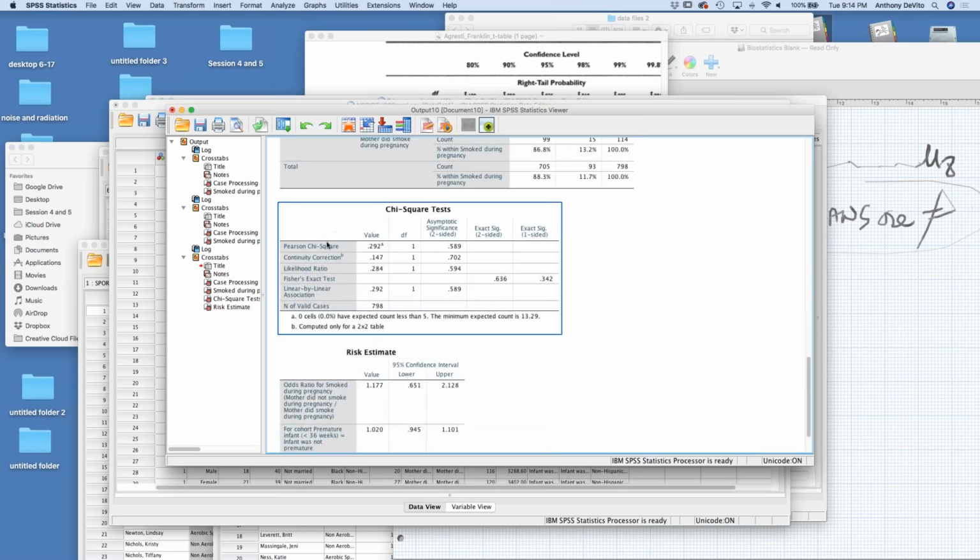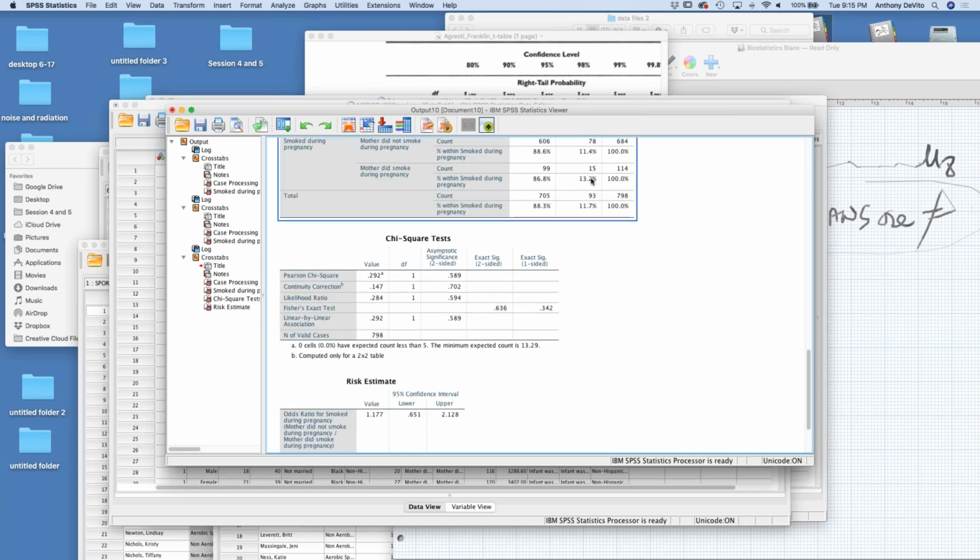Okay, so let's see. Our Pearson's chi-square value is 0.292. And the probability that we would get this big a difference in our table if we were to assume that the null hypothesis is true, the probability that we'd be wrong if we reject the null hypothesis, is almost 60%. It's not less than 0.05. So we fail to reject the null hypothesis. These results are not different enough for this size sample for us to be 95% certain, or less than 5% chance of being wrong if we reject the null hypothesis.